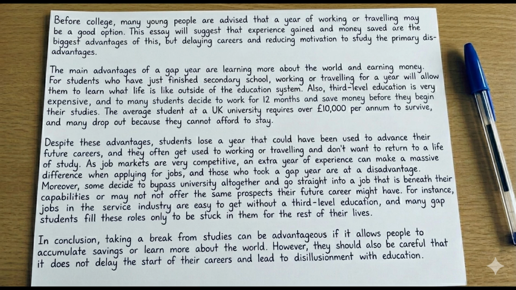First, introduction: paraphrase this topic and outline the advantages and disadvantages. The first paragraph's main advantage is that students can gain real-life experience by working or traveling. They learn about the world outside the classroom. The second advantage is saving money. University education is expensive, so many students work for a year to support their future studies. You can also include examples, like students needing a high budget for university.